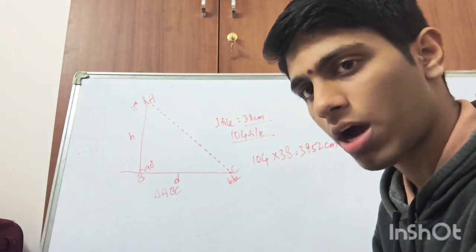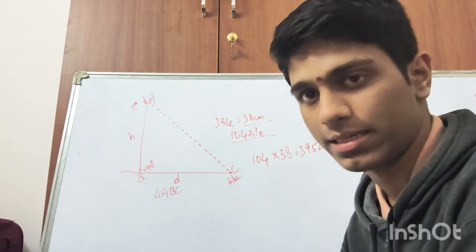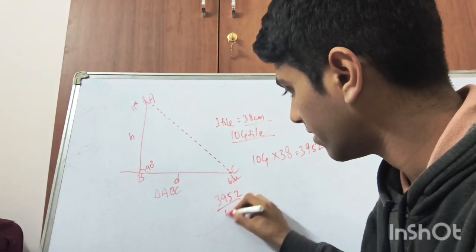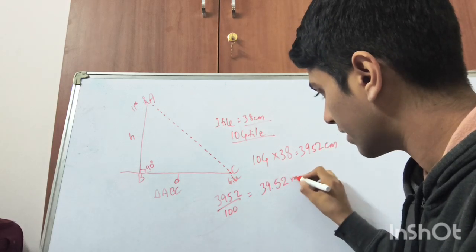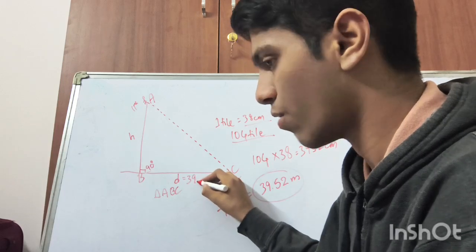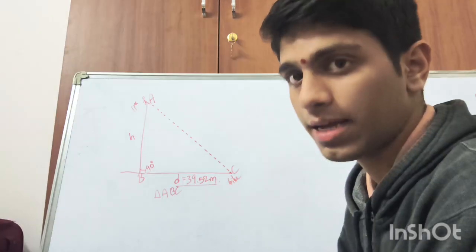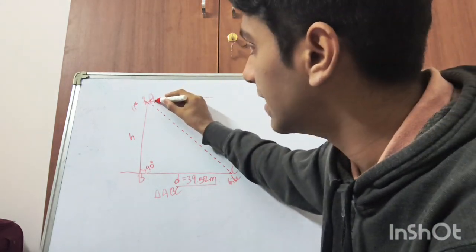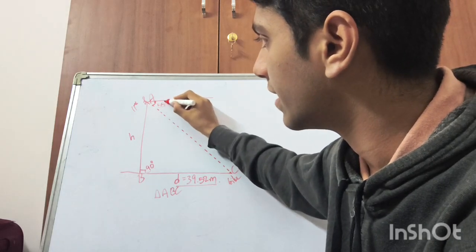Now, to find that in meters, because centimeters is really impractical, in meters it would be 3952 divided by 100, so 39.52 meters. So the distance D is equal to 39.52 meters. Here we know that the angle of depression, which is this angle, is 55 degrees.